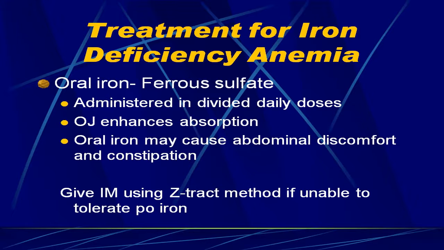For our treatment of iron deficiency anemia, we're going to give the person oral iron, ferrous sulfate. It can be divided in daily doses. We want to give the person orange juice. Orange juice has vitamin C, and vitamin C helps with the absorption of iron. Oral iron may cause abdominal discomfort and constipation. Constipation is typically what we hear complaints of with iron supplements. So a person that is taking iron may also be given Colace, a stool softener, to assist with constipation.